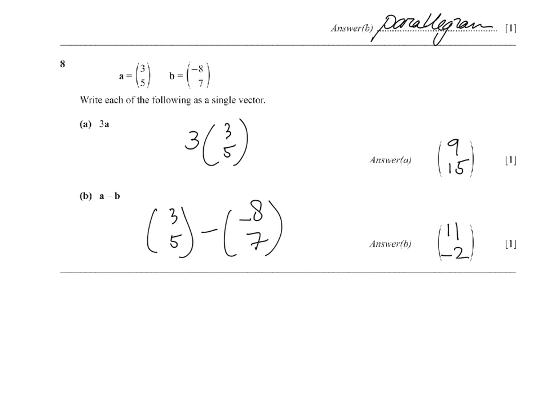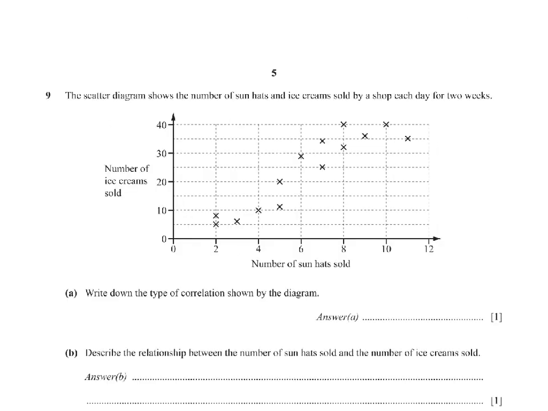Let's go to question 9. So some correlation here. The scatter diagram shows the number of sun hats and ice creams sold by a shop each day for 2 weeks. All right, so sun hats and ice creams, 2 weeks. So probably if you count it, you have 14 pieces of information. Write down the type of correlation shown by the diagram. If you had to draw some sort of line of best fit, as you can see, it's going up. So there is a positive correlation.